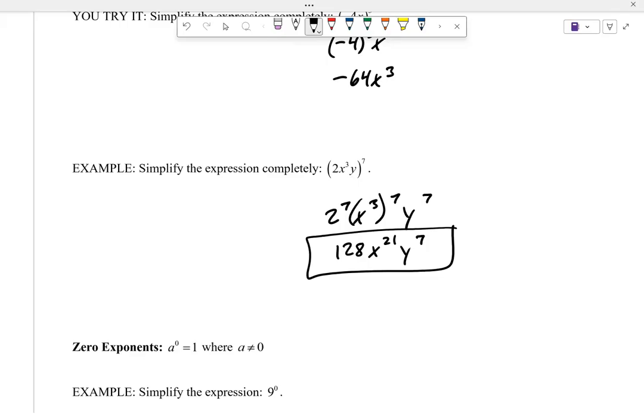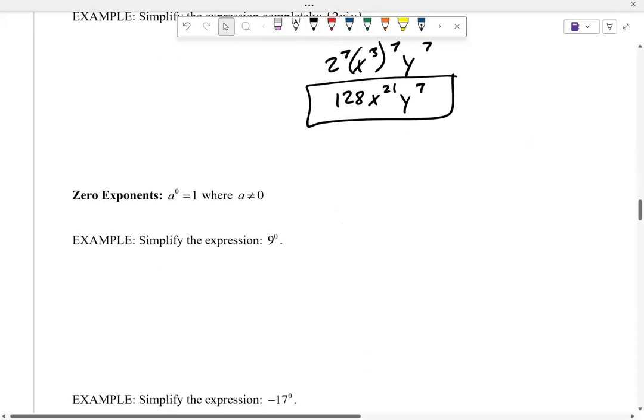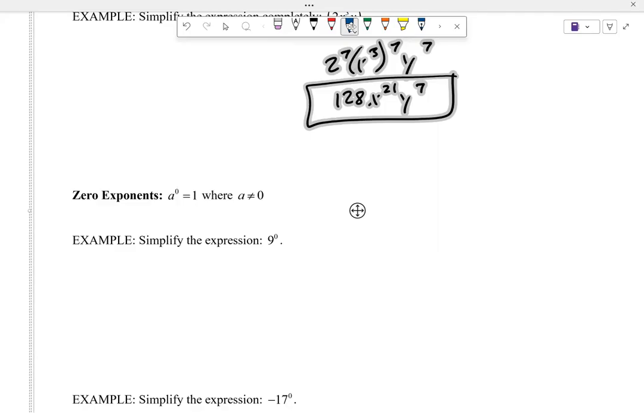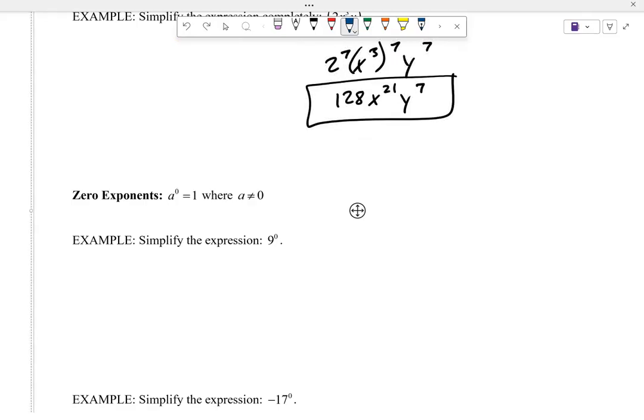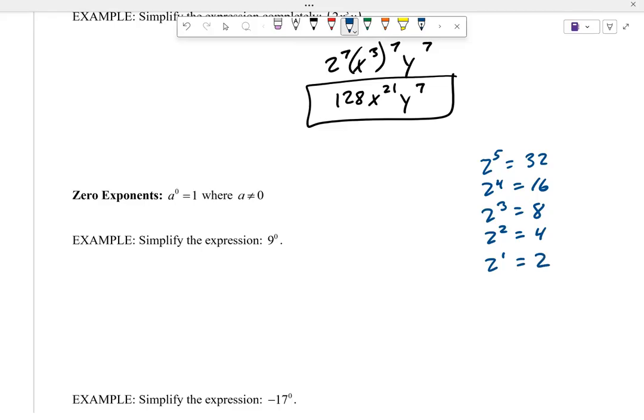Well, the next one is anything to the 0 power is 1. In fact, sometimes I like to show an example to show that, whatever your base is. Let's say, for example, you're dealing with a base 2 for a minute. 2 to the 5th, we know 2 times 2 times 2 times 2 times 2 is 32. 2 to the 4th is 16. 2 to the 3rd is 8. 2 squared, 2 times 2, is 4. 2 to the 1st is just a 2.